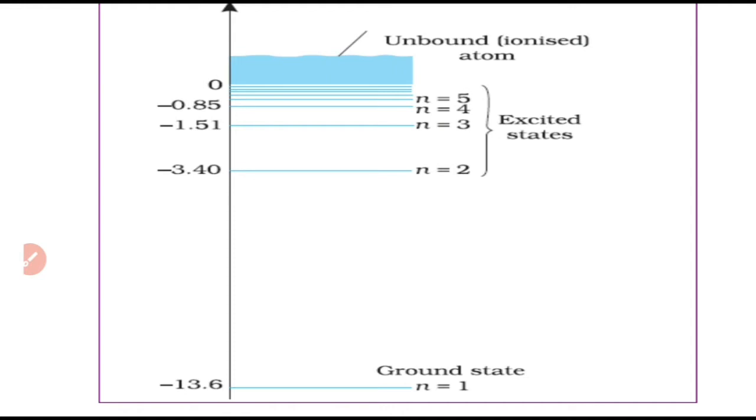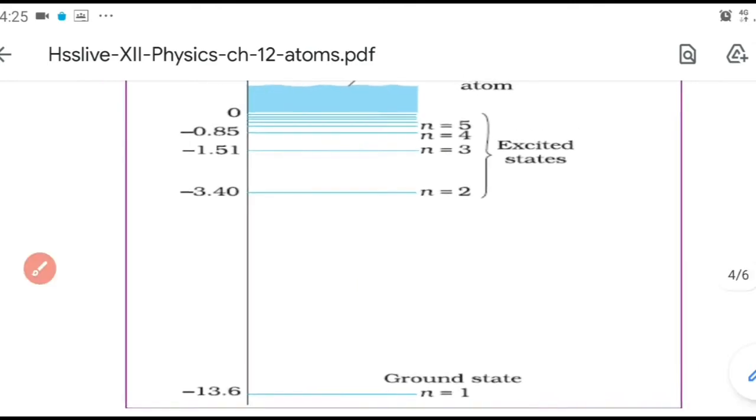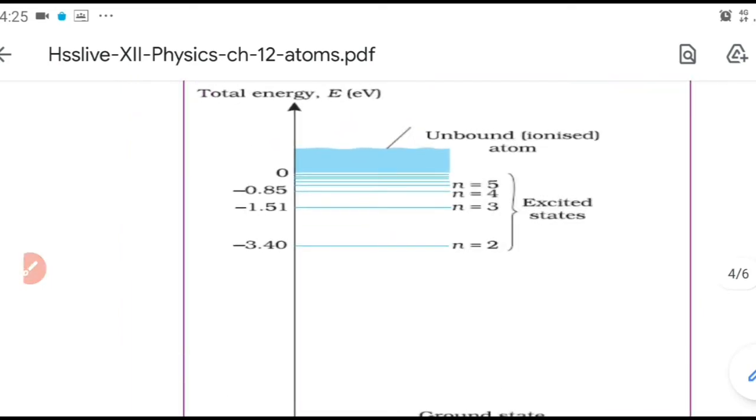And we have to note the gaps between the different levels. For n = 1 we know it is -13.6, and n = 2 is -3.4. So that gap is somewhat big, and that's why the gap is shown like this. This gap is more. Then the next one is -1.51, so between n = 2 and n = 3 the gap is less. Like that, the gap is different between different energy levels. In that way, we have to draw. So this is the energy level diagram of a hydrogen atom.